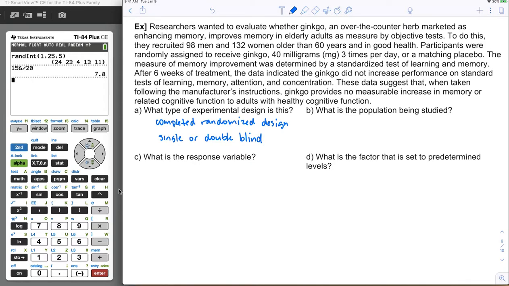Part B, what is the population being studied? Okay, it looks like we're talking early on about elderly adults, so that would be our population. Okay, part C, what is the response variable? Okay, so what did they measure? They measured the scores on standardized tests of learning and memory. Standardized test of learning and memory score.